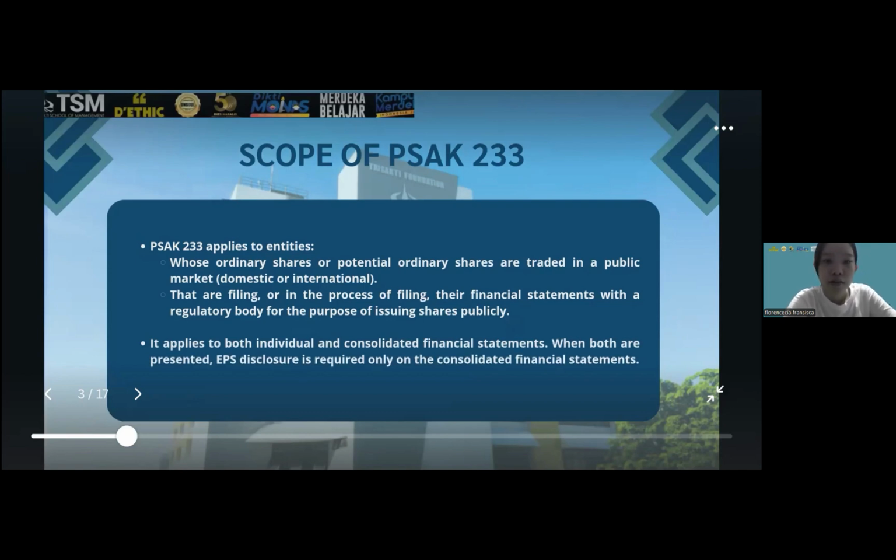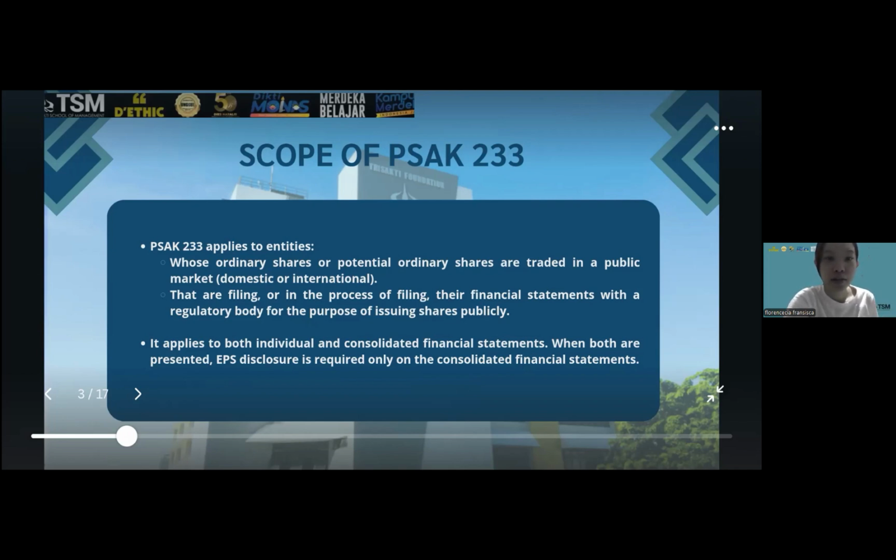So Psak 233 must be used by companies that have shares traded publicly or plan to offer shares to the public. It covers both separate financial statements and group, or what we call consolidated, financial statements. However, when both are presented, EPS only needs to be shown in the consolidated financial statements. This ensures that investors get a clear and complete view at the group level.